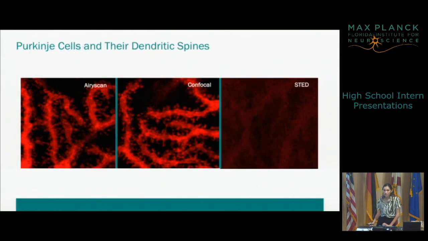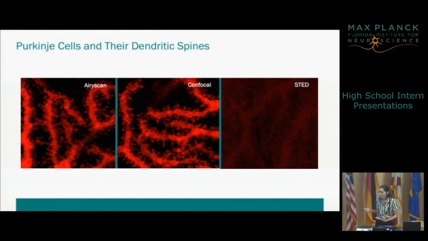Our next sample is a Purkinje cell that we got from Christie Lab. This is using a fluorescent protein called tdTomato. It was a bit more sensitive when it came to the STED. Unfortunately, this protein was not compatible with the lasers that we were using, and it was immediately photobleached. So there was no detail that we could get out of it.